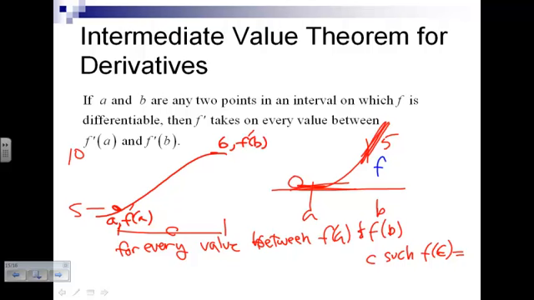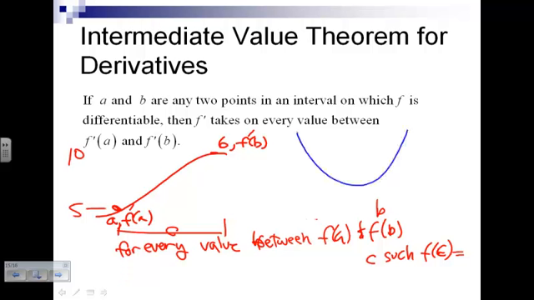Oh, here's another one. Here's the slope of -2. Here's the slope of +2. Somewhere in between there, I'm guaranteed a 0. There's a slope of 0. At least one place there has to be, if the function is differentiable. If the function is not differentiable, all bets are off.